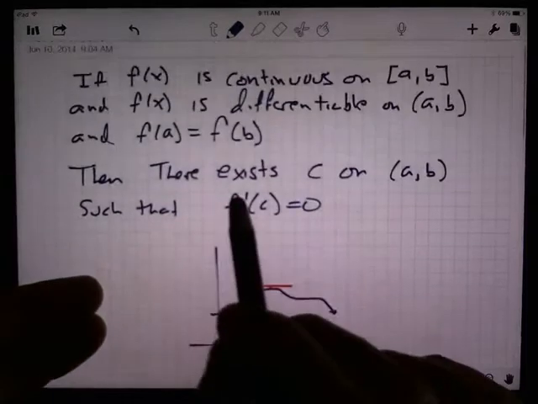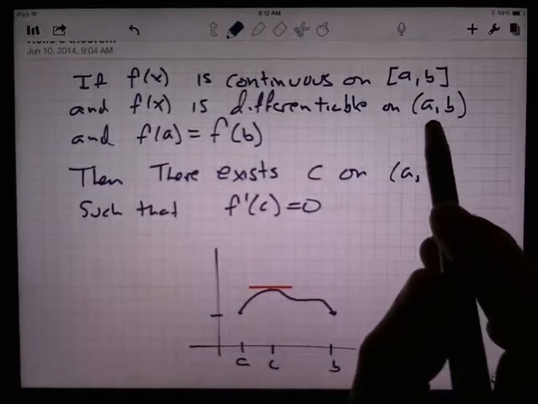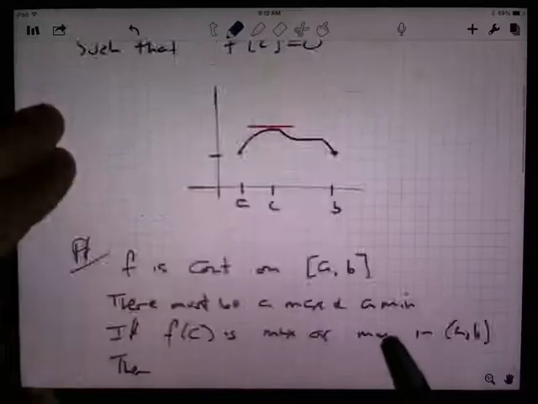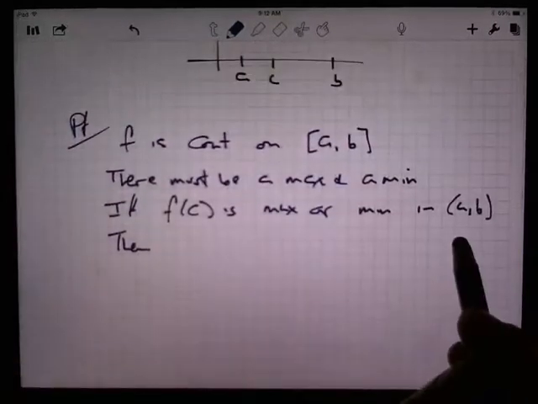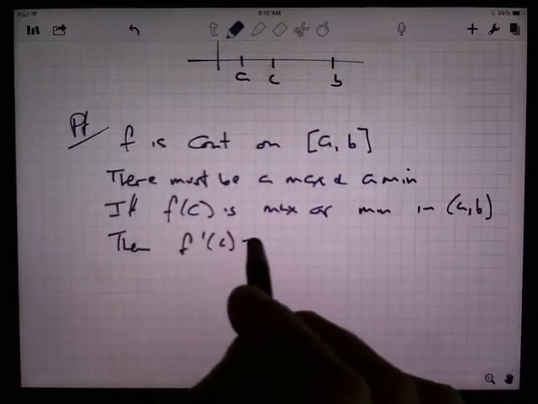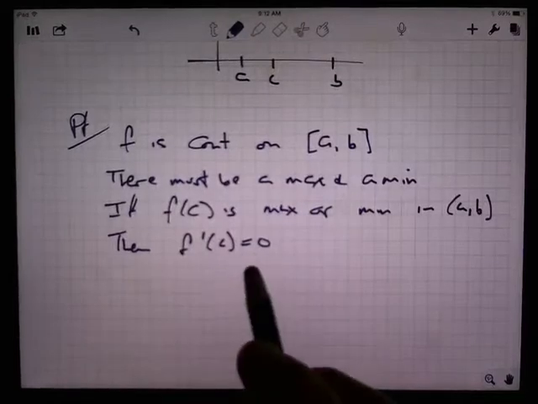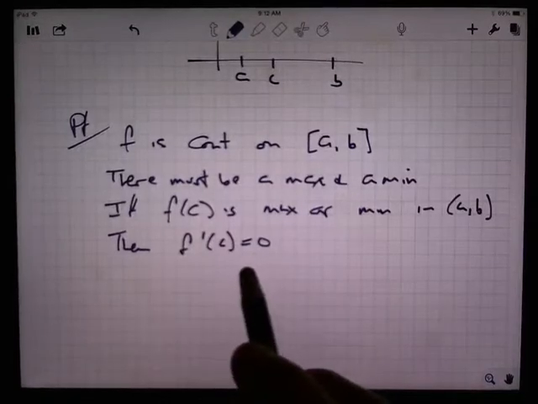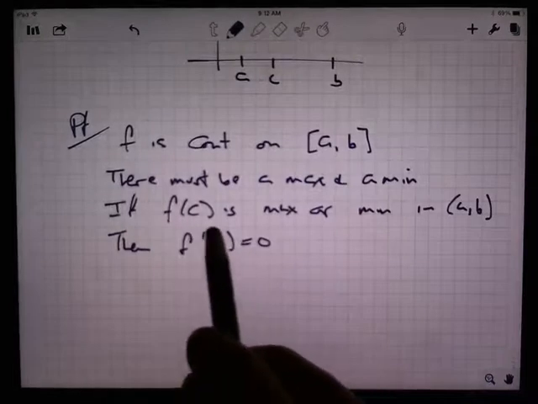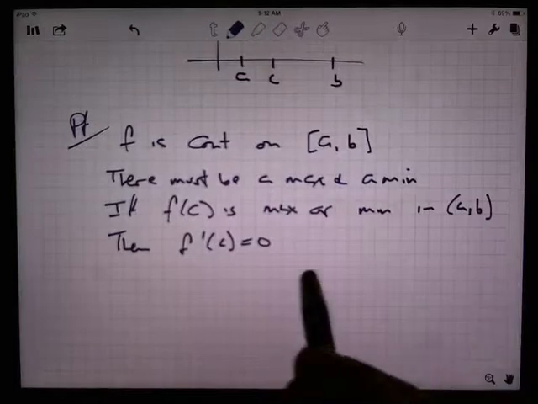Well, we said that f is differentiable everywhere on the interior. So if the derivative exists and you got a max or a min, then f prime of c is equal to 0, which is what we're looking for. Now there's a possibility that maybe you don't have a max or a min on the interior, but they both happen at the endpoints.